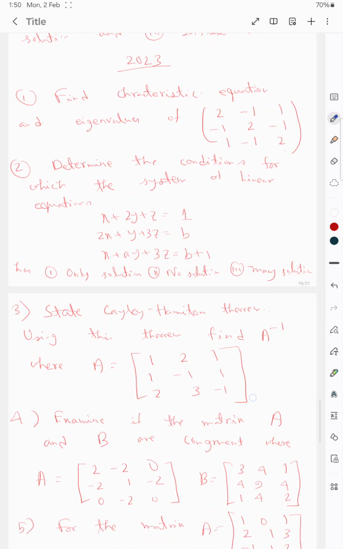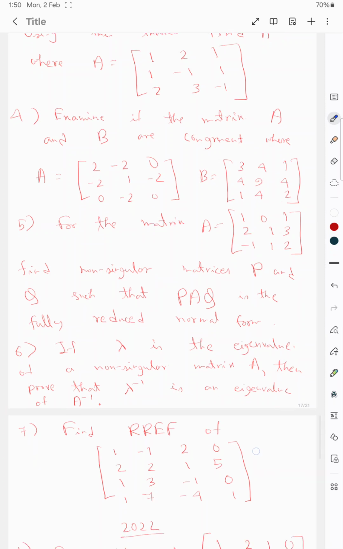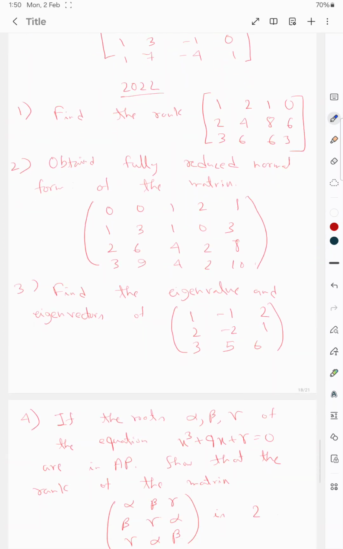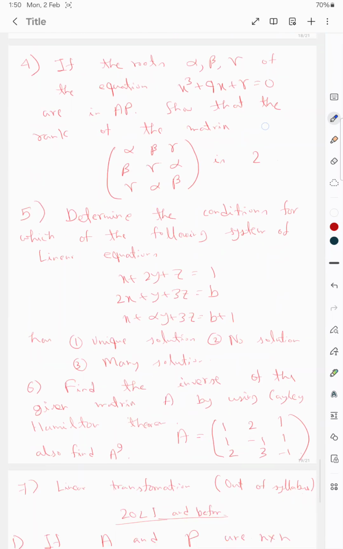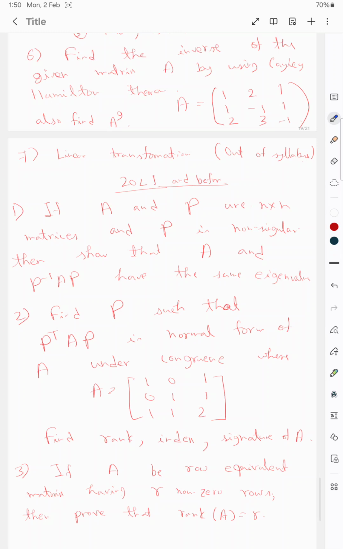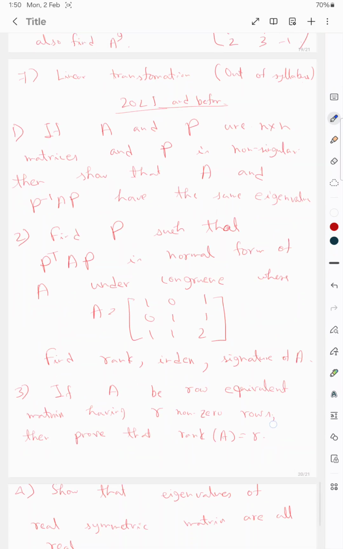This is year 2023. Then we have 2022. You see 7 questions are coming in everywhere. And in 2021 there is some syllabus change. Linear transformation is not a part of that, so this type of thing.